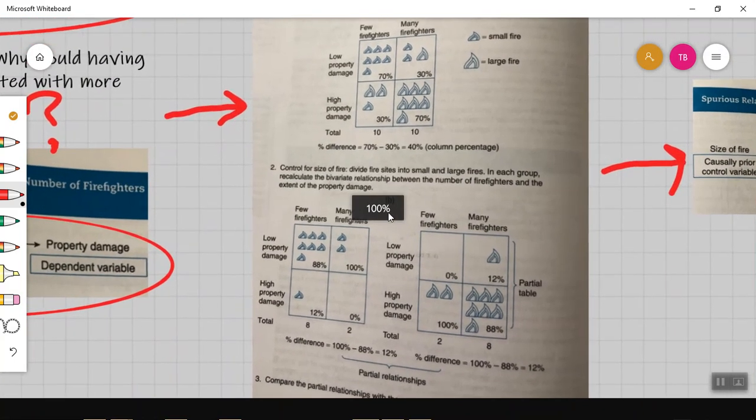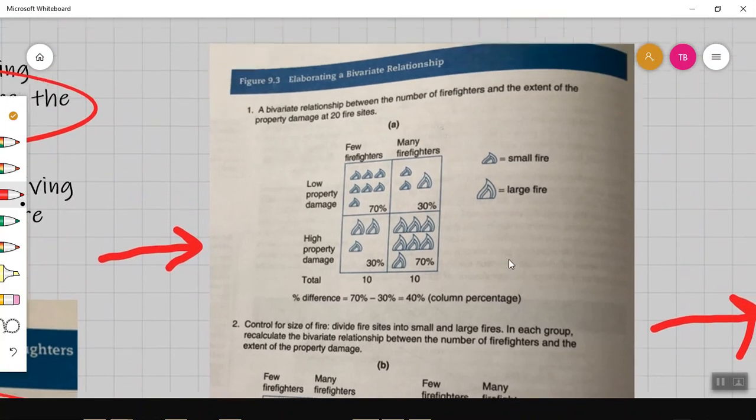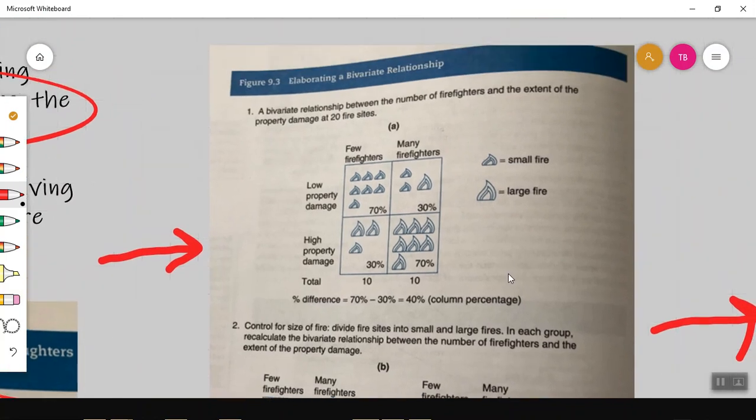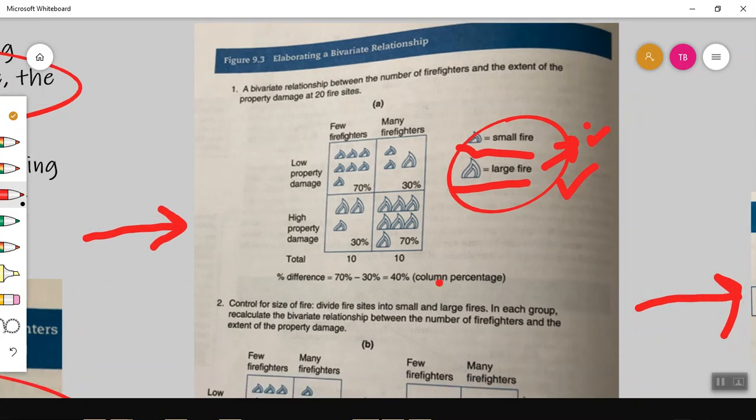So this looks complicated here, right? But basically what they introduce is small fire versus large fire. Their assumption is, what if the larger the fire, the more property damage it could cause, right? Versus small fires. Because then that might explain that there's going to be more firefighters at large fires versus small fires. Okay. So what they end up doing is trying a secondary chart here.